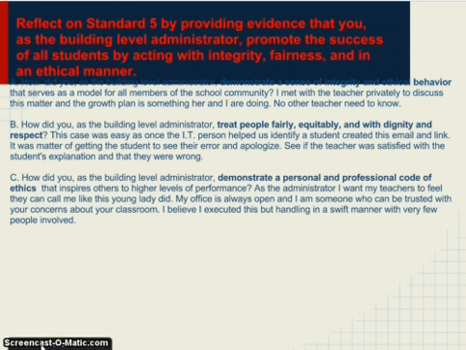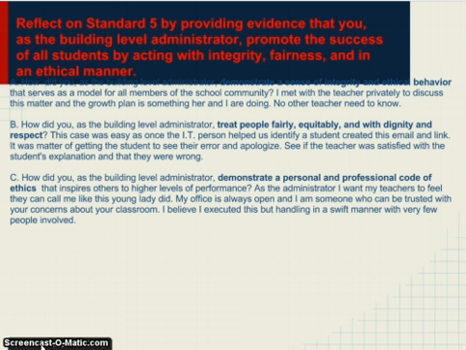Well, I met with the teacher privately to discuss this matter, and I discussed the growth plan with her. No other teacher needed to know we were discussing this. No other teacher needed to know about this issue unless she wanted to make it known. And how did I, as the building administrator, treat people fairly, equitably, with dignity and respect?